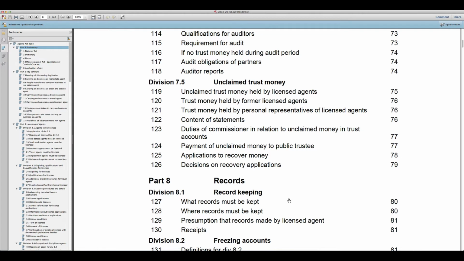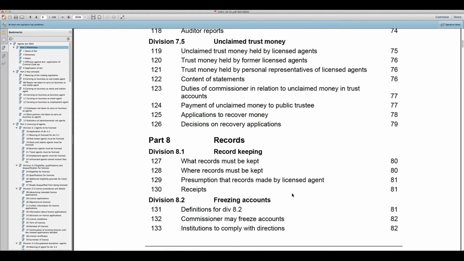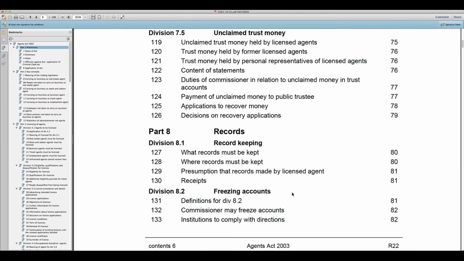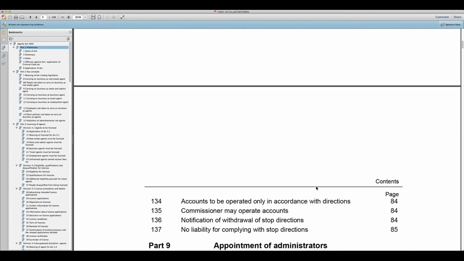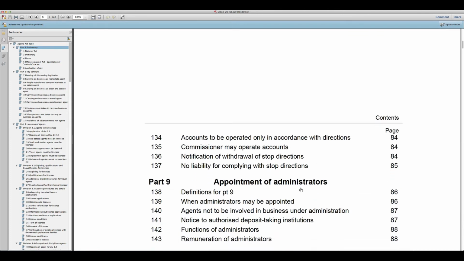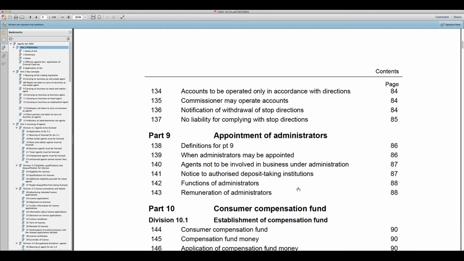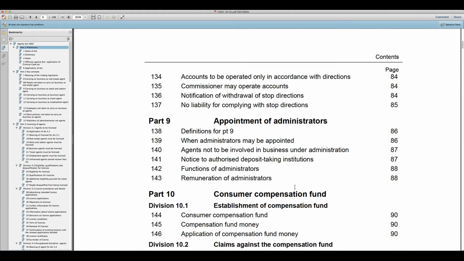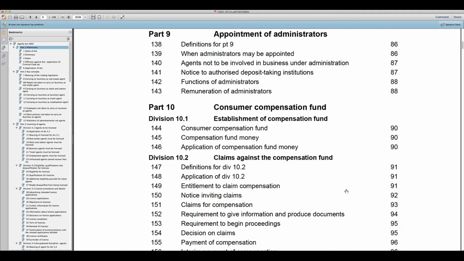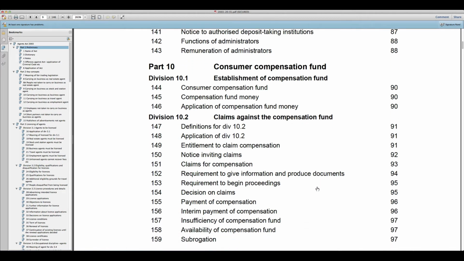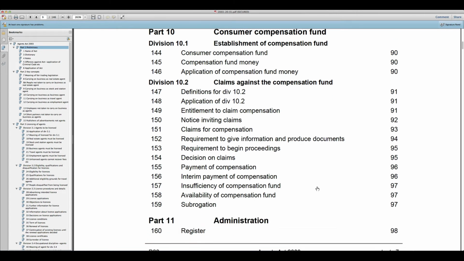Now, as you can imagine, there are a lot of records to be kept for all of these transactions. So the Agents Act will dictate how those records will be kept, the requirement for receipts to be given to any of the parties involved, and also, if the business goes into administration, how that can be activated by this Act. Part 10 is a very important part, and hopefully one that's never to be used by a licensee, but this is the Consumer Compensation Fund, which is set up should any of the trust monies be poorly administered or defalcated or defrauded in the trust account. The money for this comes from the interest on the trust account. So this is quite an involved part of the Act.